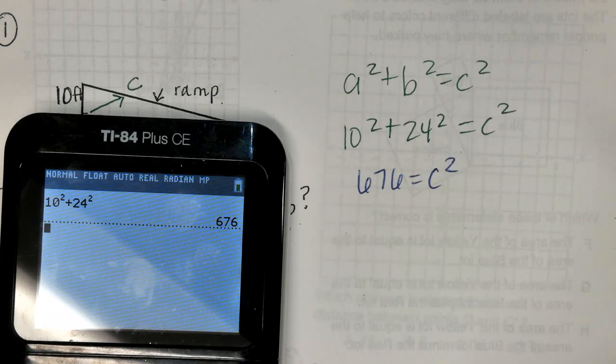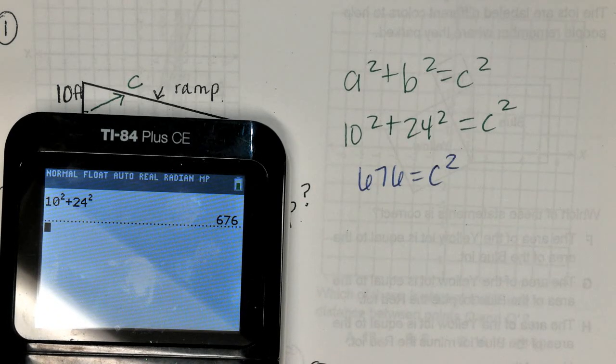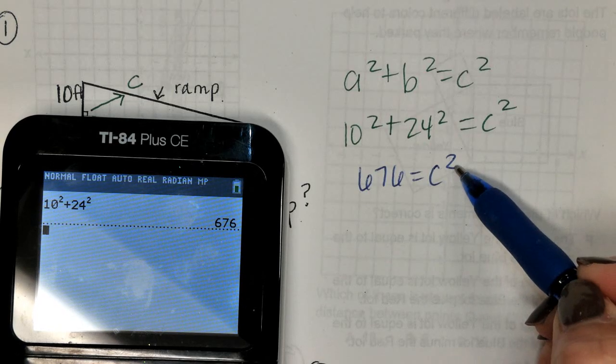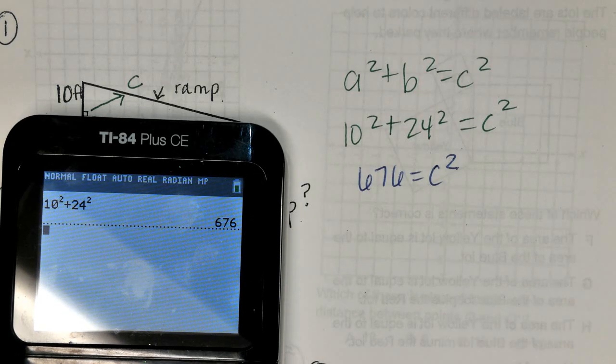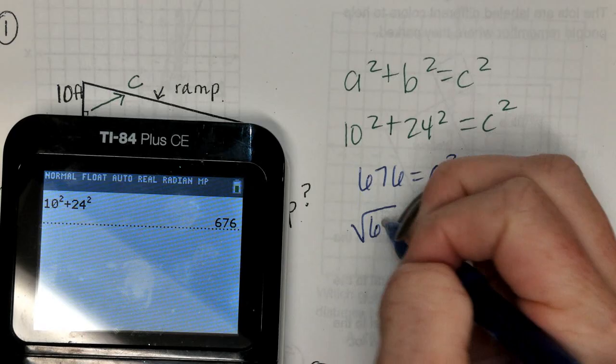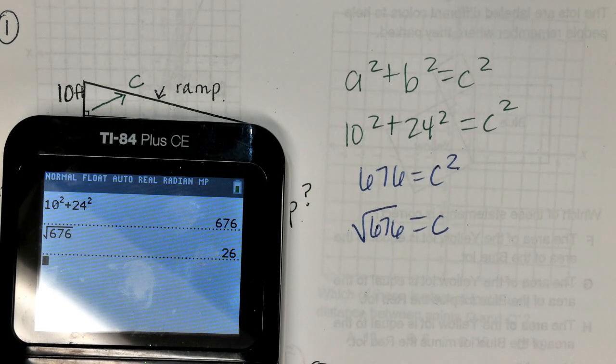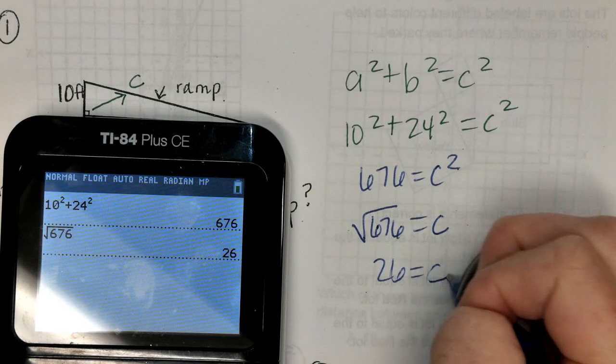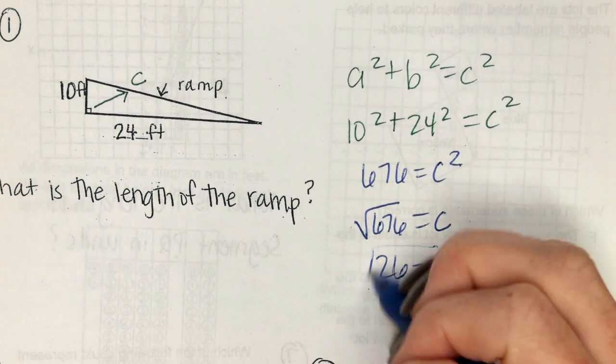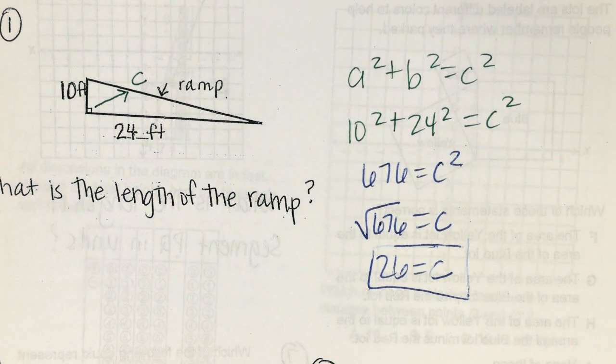And what am I going to do to that answer? That is not c, is it? That is c squared. So to get rid of the squared, what do I do to it? Square root it. The square root of 676 will give me the side C, which is 26. So that was your answer. Check your work, please.